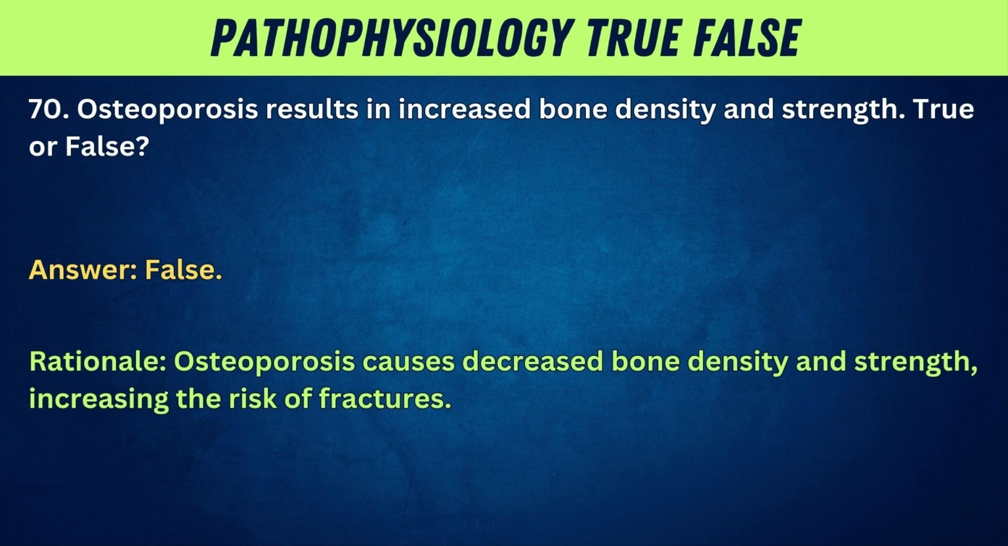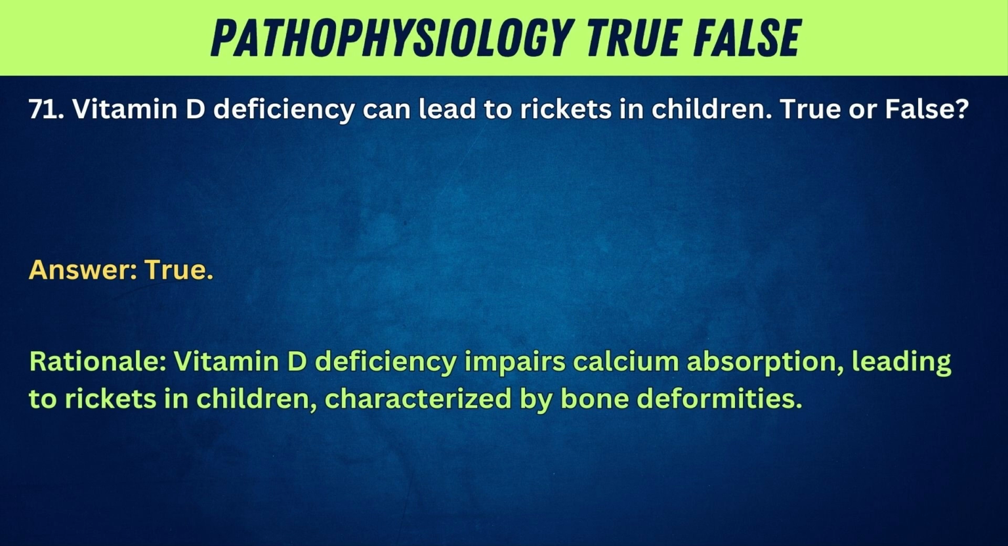True or false? Answer: false. Rationale: osteoporosis causes decreased bone density and strength, increasing the risk of fractures. 71. Vitamin D deficiency can lead to rickets in children.